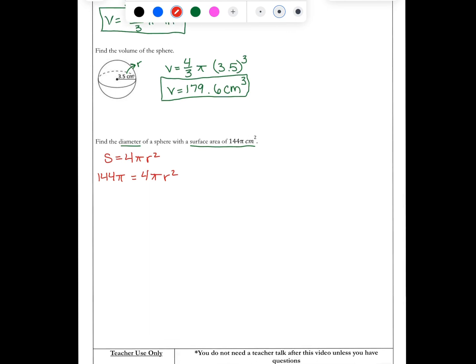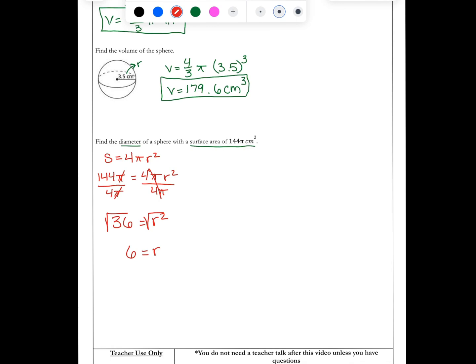Now we're going to use algebra to solve for r. The first thing I'm going to do is get rid of this 4 pi. I'm going to divide by 4 pi on both sides. I have r squared left on the right-hand side. I have a pi on the top and a pi on the bottom, so those cancel. 144 divided by 4 gives me 36. Then to get r by itself, I need to take the square root of both sides. So that gives me r is equal to 6.